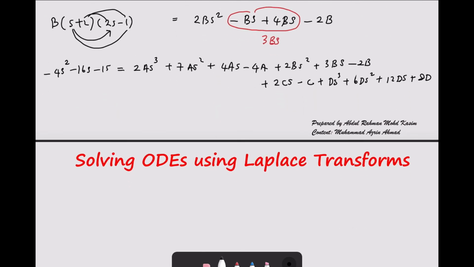We can compare the left hand side and the right hand side, where the highest power in the right hand side is power of 3. So you can see that there are no terms of s power of 3 in the left hand side. It should be equal to 0. And then for the right hand side, look at here, you will have 2a plus d. Okay, so for the s power of 2, the left hand side goes to -4, equal to the terms having s power of 2 in the right hand side: 7a, 2b, and 6d.